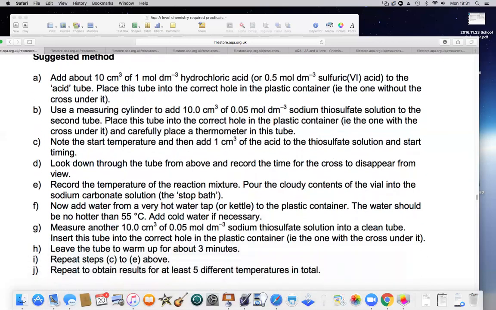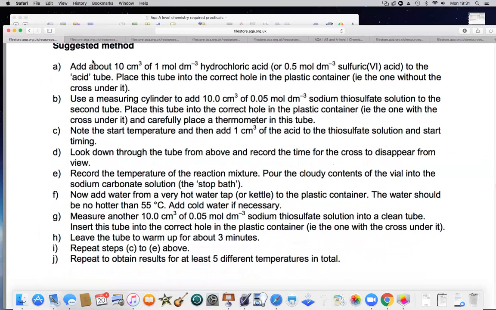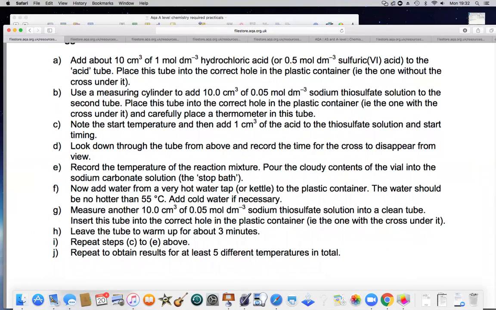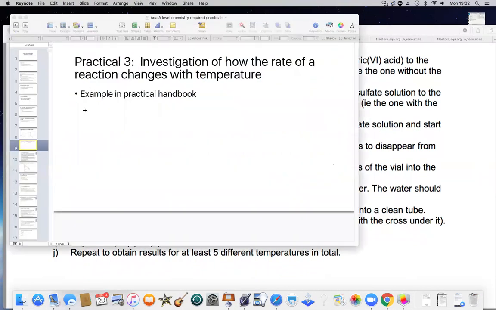So you have a suggested method here. I'll let you read this at your own leisure, really. There isn't too much more to say about it. Again, I think the type of questions that you might get asked will relate to ensuring that your results are as accurate as they can be. So I think what we'll do, we'll move straight on to the next one.